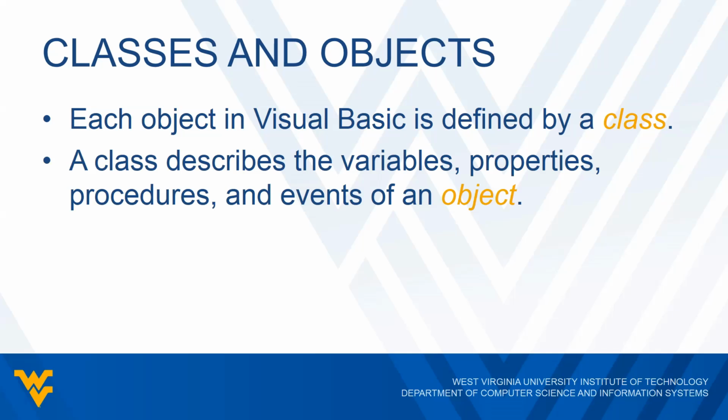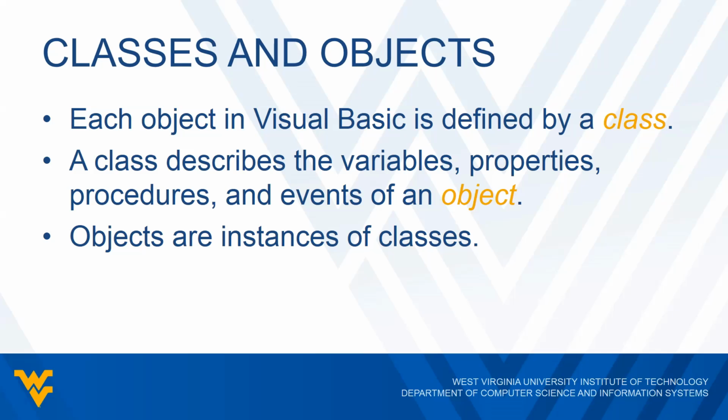So each class would describe all the variables, the properties, procedures, events, methods, operations, anything that we do for a particular object. For example, if I have a text box, that is an object of the text box class. The text box class has all these different variables and properties and everything we can do for a given text box. The objects themselves would be instances of classes.